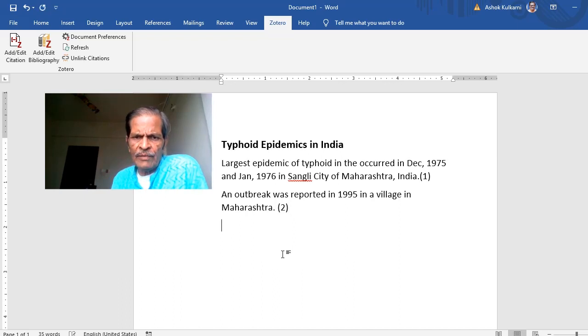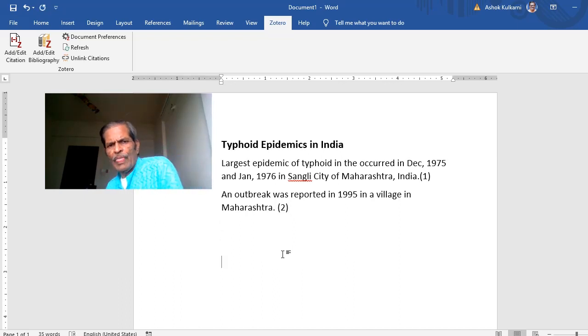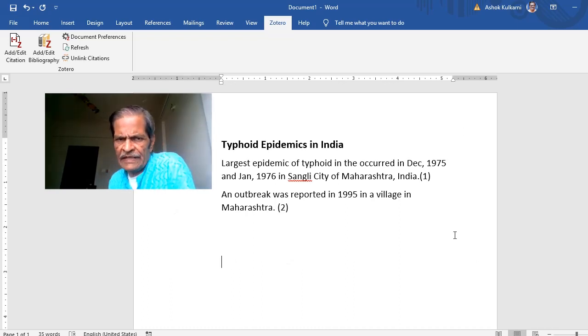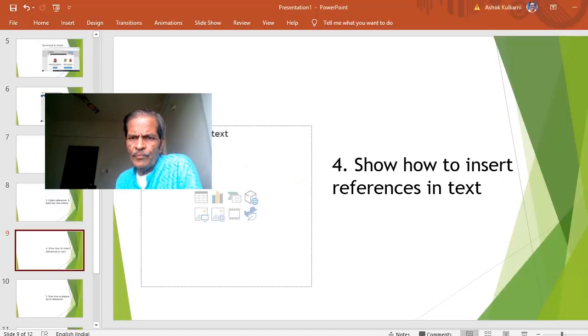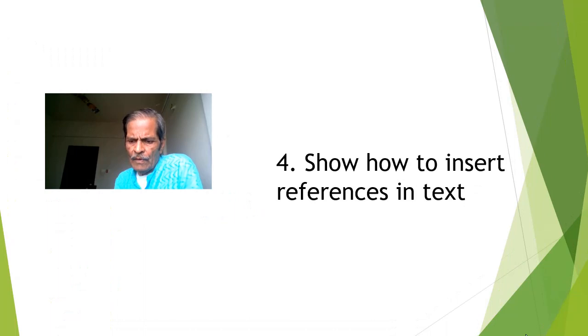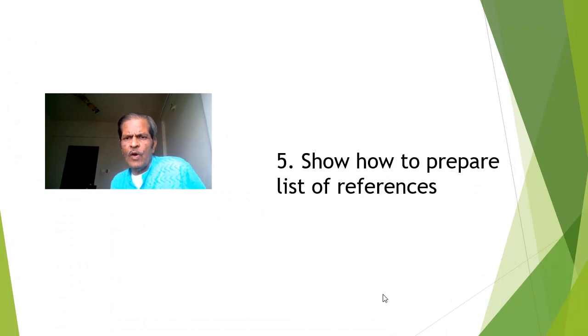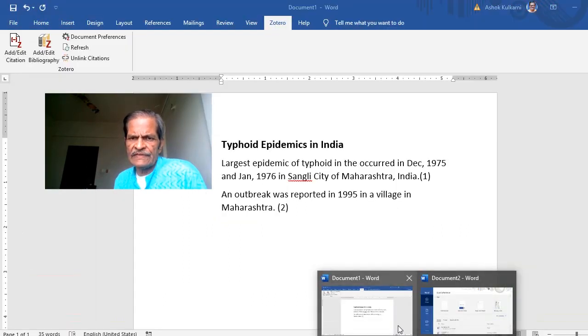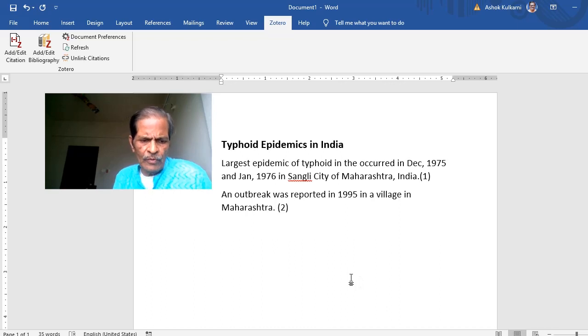Whichever reference you quote at a particular place, you will quote, and all the references are now quoted or cited in your text. So let us presume that all these references are cited. Now the next task for you is to show how to prepare the list of the references. The references are cited over here now, and now you have to make the list.